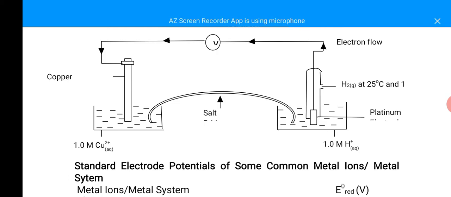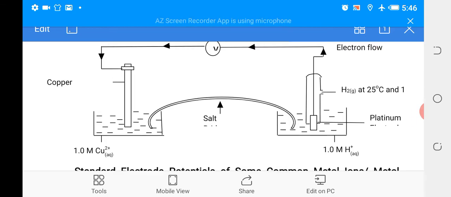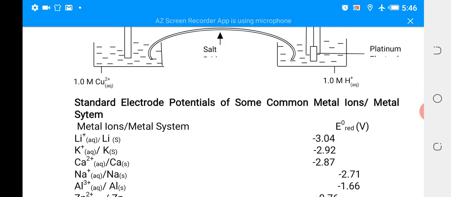Now the value that the voltmeter here reads gives us the standard electric potential for copper. We can also do it for other systems, like maybe the zinc ion and zinc atom system. We just connect it to the hydrogen at the right hand side here. When we connect it, the value that the voltmeter reads will give us the value of the standard electric potential of zinc, and the same thing applies to magnesium and other metals if you want to read their standard electrode potential.